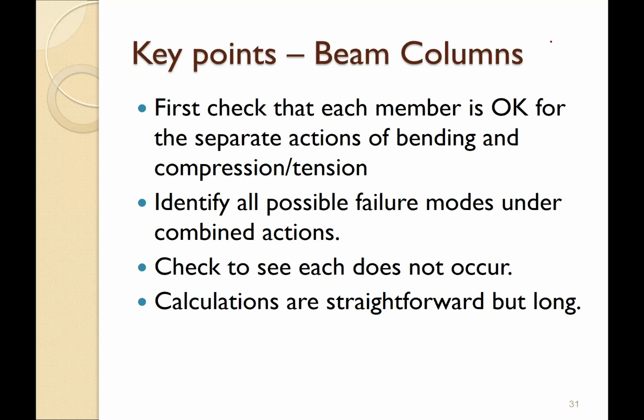So the key points for beam columns: first, check that each member is okay for the separate actions of bending and compression or tension. Identify all possible failure modes under combined action. This is a very, very important step, because if you miss out anything, then that's a mistake. Check to see each does not occur. Calculations are straightforward but long. Why are they long? Because you have to consider all possible failure modes.